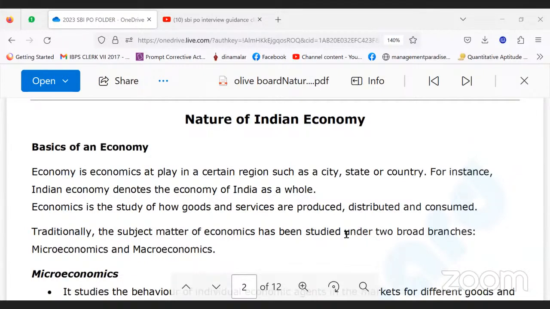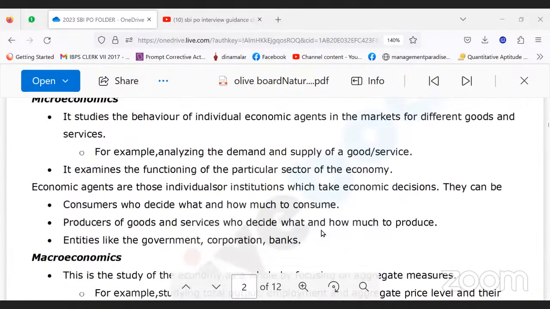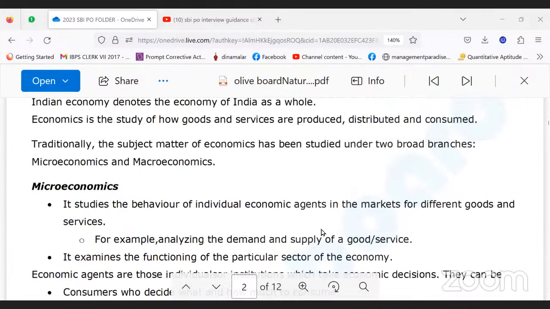Basis of an economy. Economy is economics at play in a certain region, such as a city, state, or country. For instance, Indian economy denotes the economy of India as a whole. Economics is the study of how goods and services are produced, distributed, and consumed. Traditionally, the subject matter of economics has been studied under two broad branches, microeconomics and macroeconomics. Microeconomics studies the behavior of individual economic agents in the market for different goods and services. For example, analyzing the demand and supply of a good or service. It examines the functioning of a particular sector of the economy.